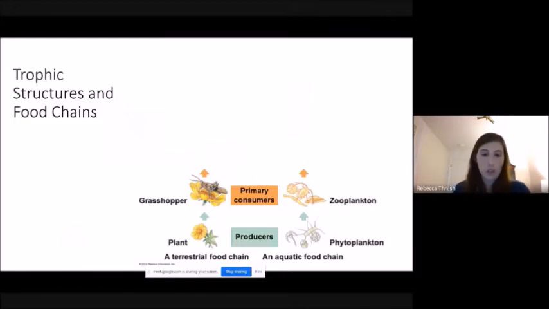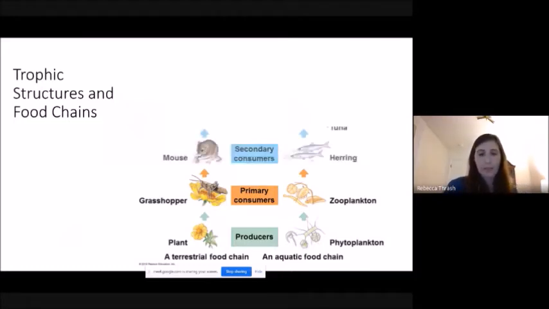And in the terrestrial food chain, that could be a grasshopper here, or an insect, or an herbivore. In the aquatic food chain, often it's zooplankton, or these tiny animals that are very small that feed on phytoplankton. The organisms that consume primary consumers or get their energy from primary consumers are secondary consumers. So here, this small mammal, a mouse, is going to be eating the grasshopper and getting energy from it. On the aquatic side, you've got small fish, herring, that are going to be eating the zooplankton.